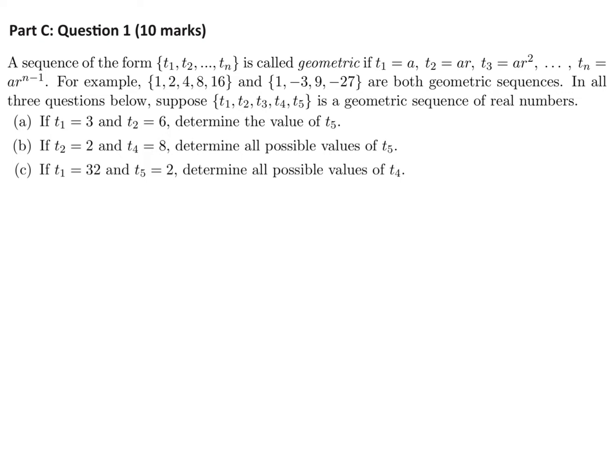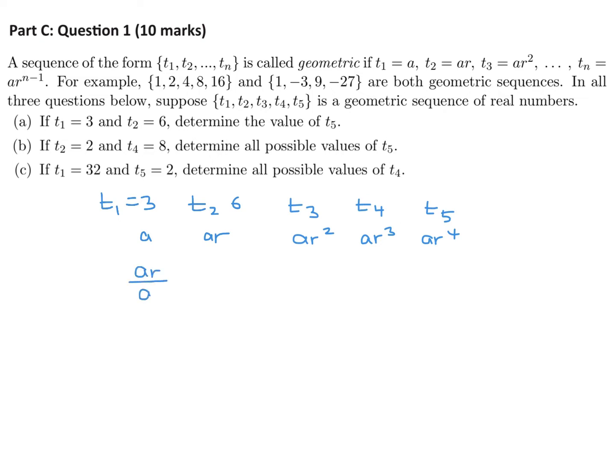Part A, T1 is 3, T2 is 6. Determine the value of T5. T1 is 3 and T2 is 6. So this is my A and this is my AR, as they have described there. And they want me to find T5. So this is T5. And this is going to be AR squared, AR to the power of 3, AR to the power of 4. Well, I can use these two terms to figure out my R.